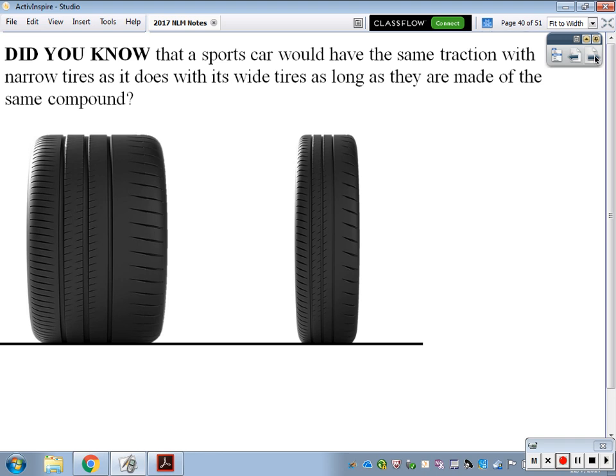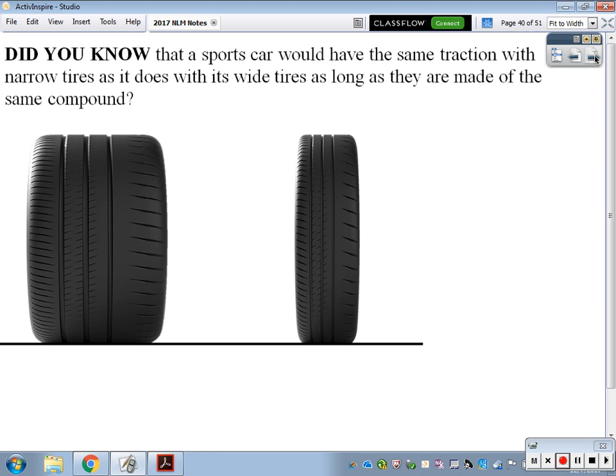Because let's be honest, if you're driving a sports car, you're probably not driving around like a grandma. Okay? So they fit them with wider tires in part to help out with tire wear, because it would be very inconvenient if in your fancy little sports car, you had to change out your tires every 1,000 miles.